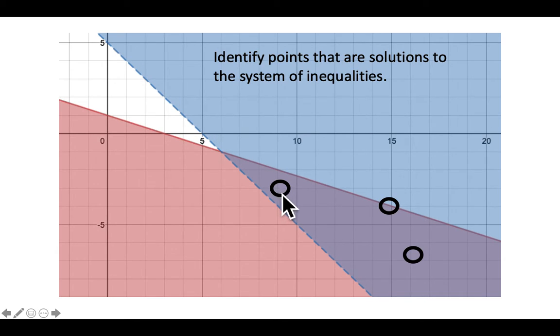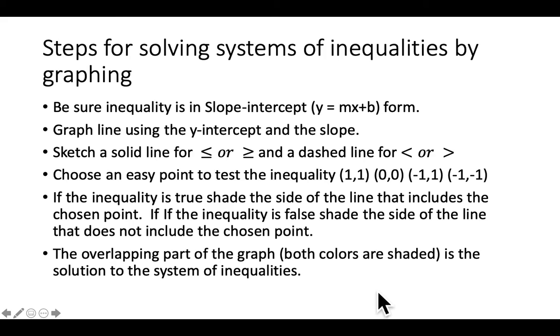For example, this point right here would be a positive 9 as the x value and a negative 3 as the y value. All right, thank you. Here are the basic steps. This will be posted on Canvas as well.